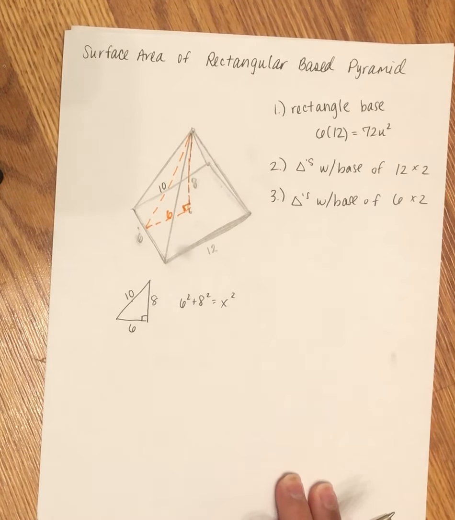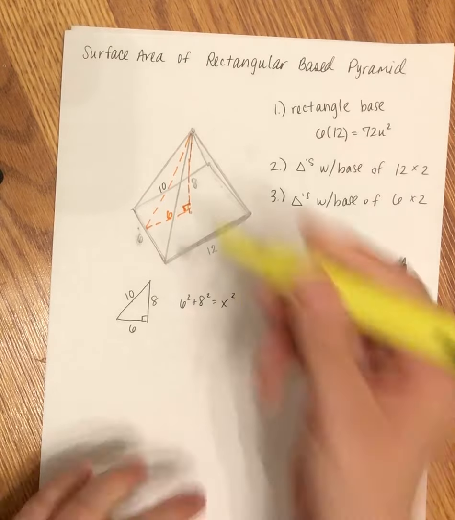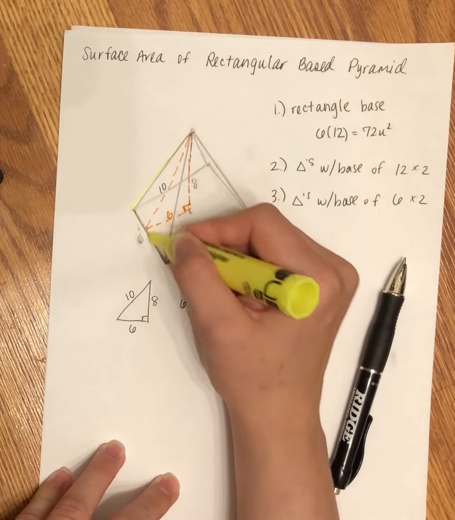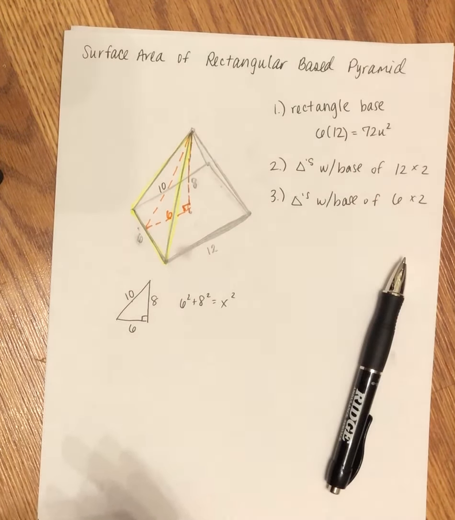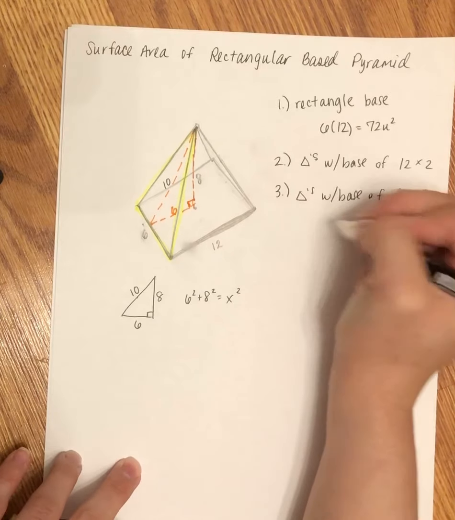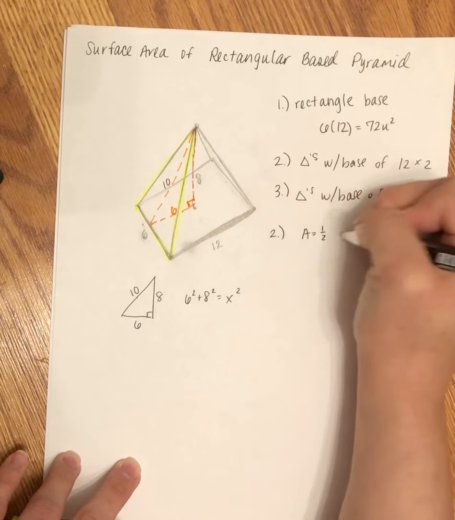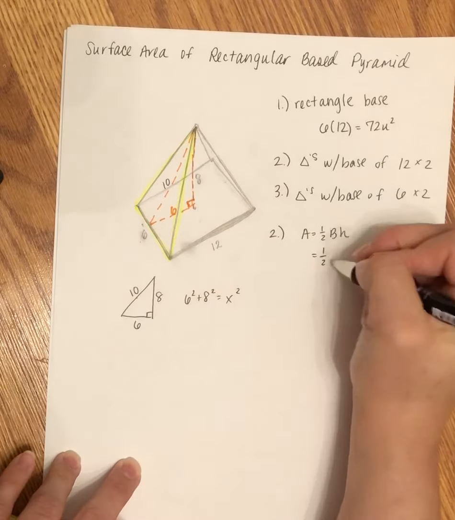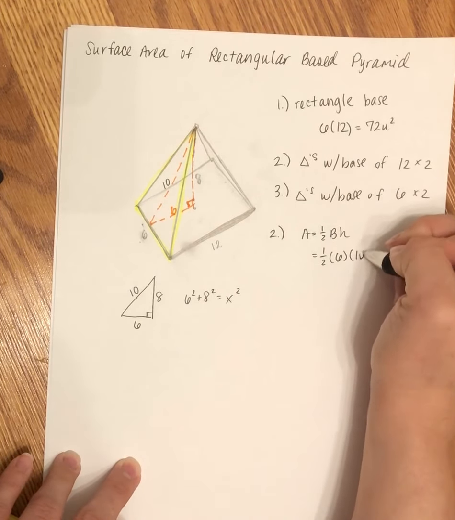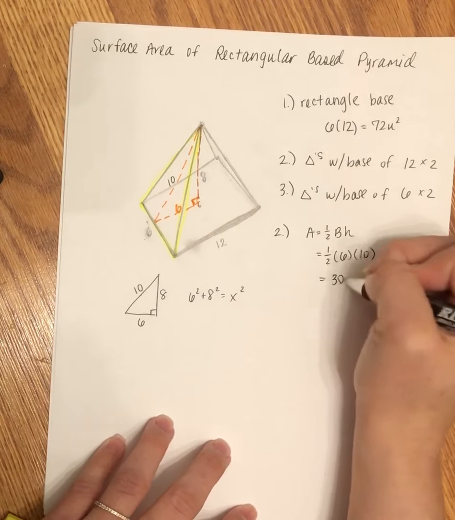Now that I have the slant height, I can go ahead and find the area of this yellow triangle. This yellow triangle has a slant height of 10. So we have area equals 1/2 base times height. I have 1/2, the base of that yellow triangle is 6, the height is 10. 6 times 10 is 60, divided by 2. So the area of one of those is 30 units squared.